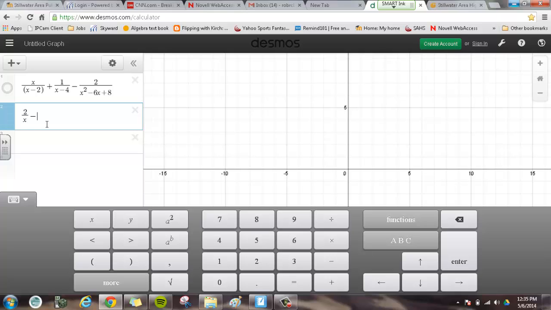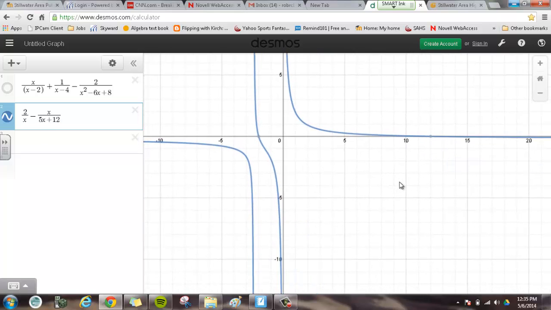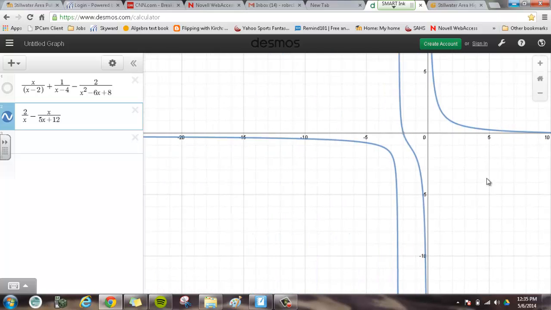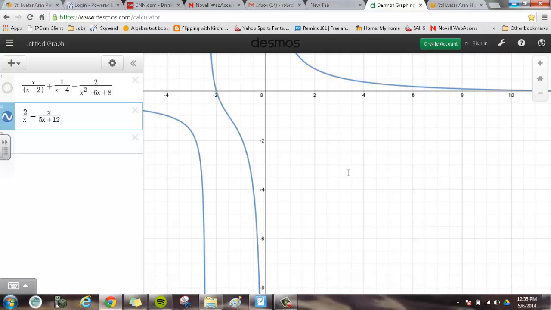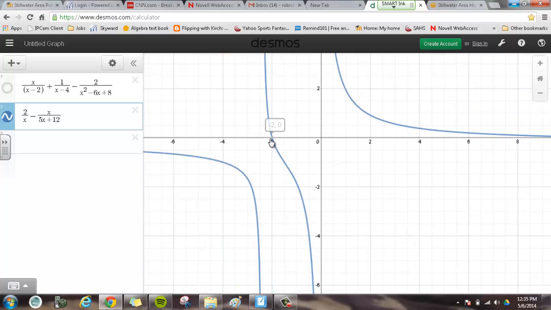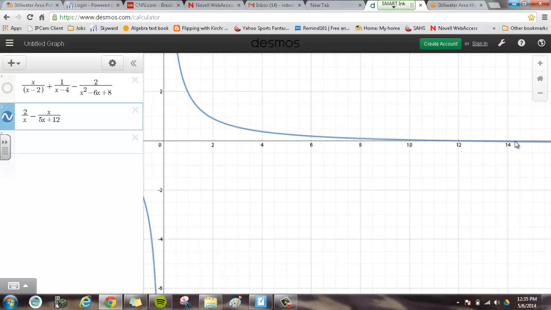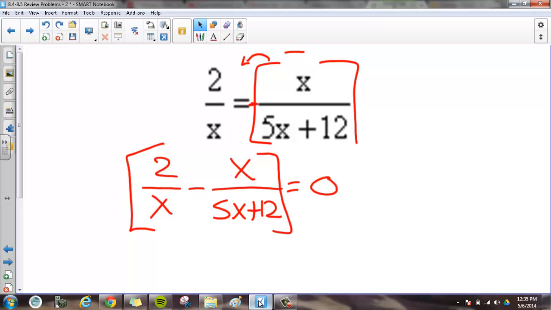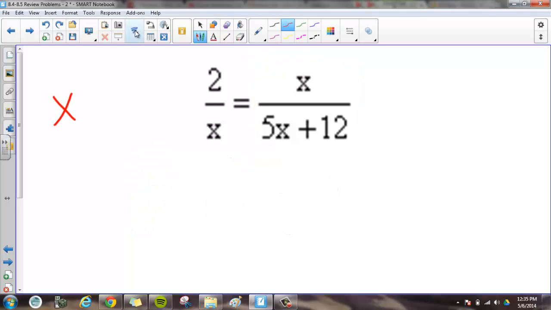So I have 2 divided by x minus x divided by 5x plus 12. Okay, turn it on so everyone can see it, and we're going to figure out where it crosses over the x-axis. It looks like it crosses over 2 points. You see that? Let's zoom in on this one a little bit. Looks like it crosses over at -2. That's a possible solution. We're not sure yet. And it looks like it crosses over again. It's tough to tell, but remember, if you click on the graph, it puts the little dots, and the dots tell you exactly the key points. So it looks like -2 and 12 are possible solutions to this. So let's take a look at those. Let's write those down here.